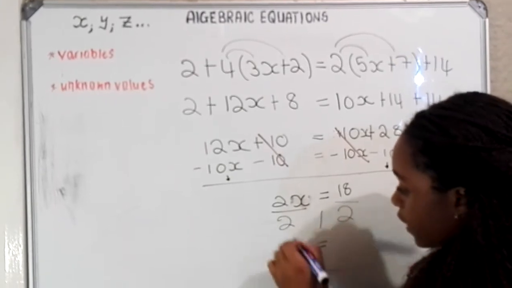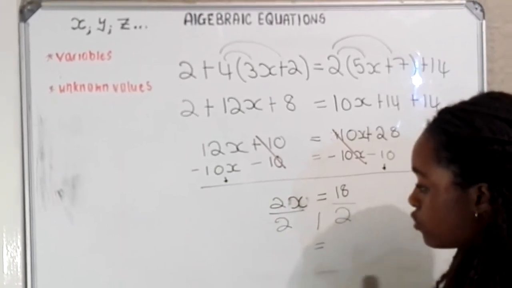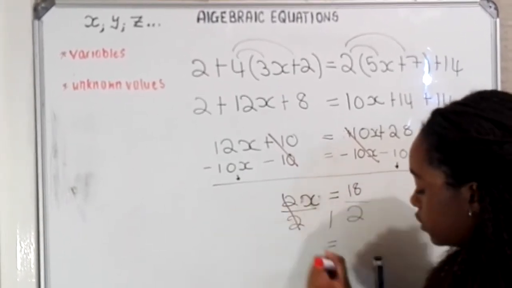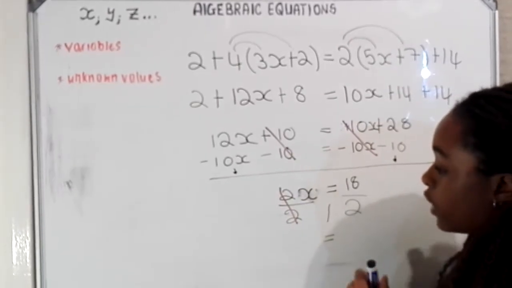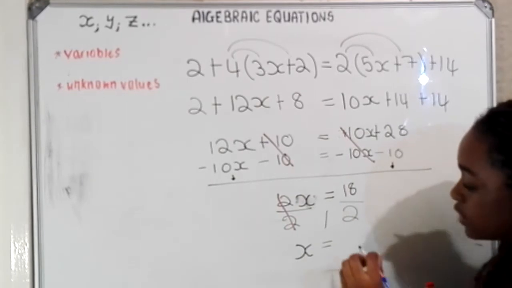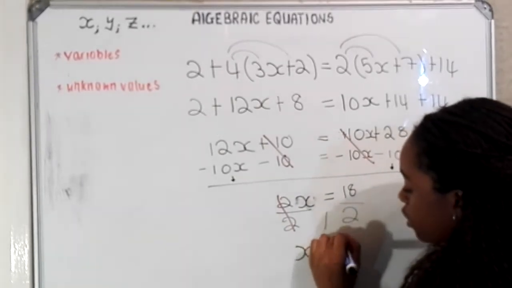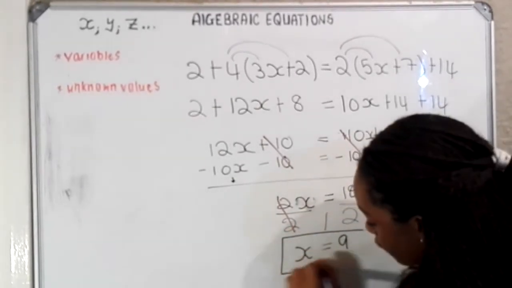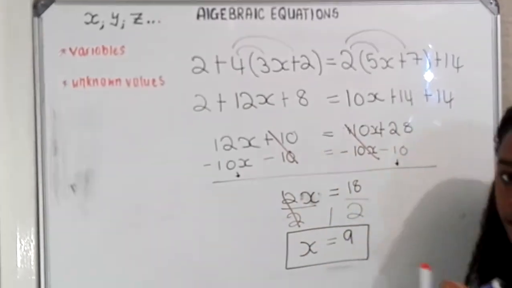So we'll have x, this will cancel. The 2's will cancel on this side. Alright? And we'll have x on its own. x is equal to 18 divided by 2, which is 9. So this is the value of x. The value of x is 9, okay?